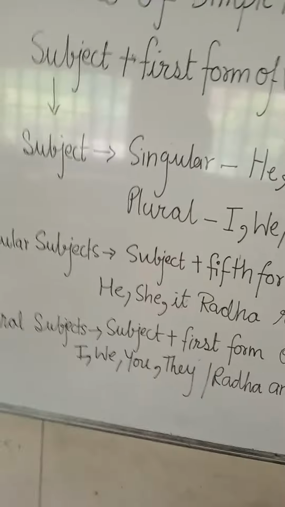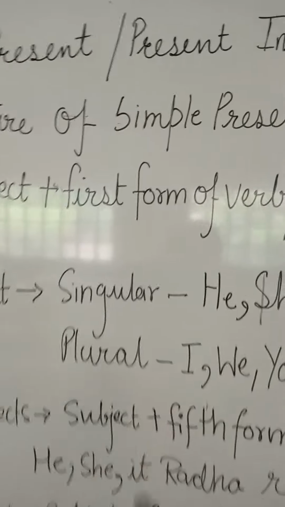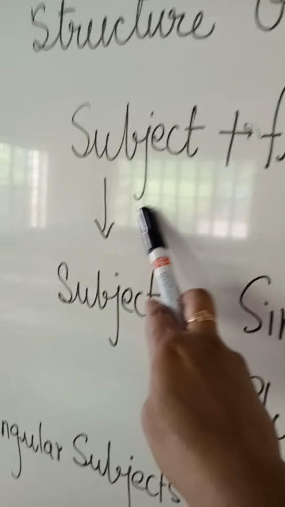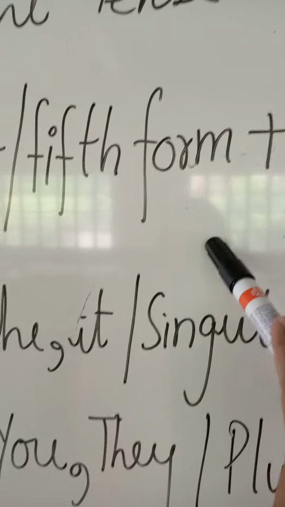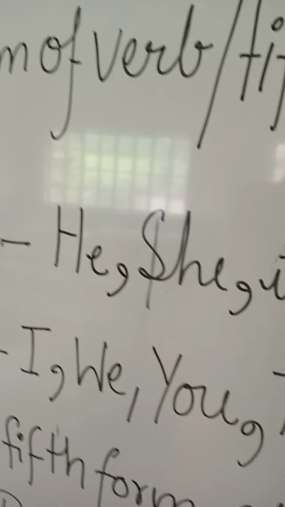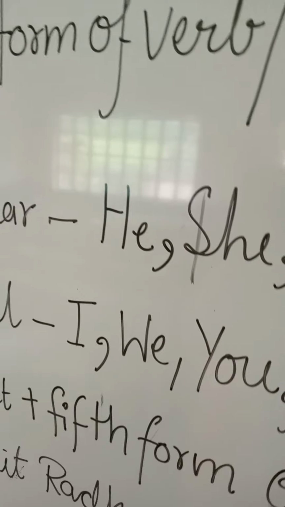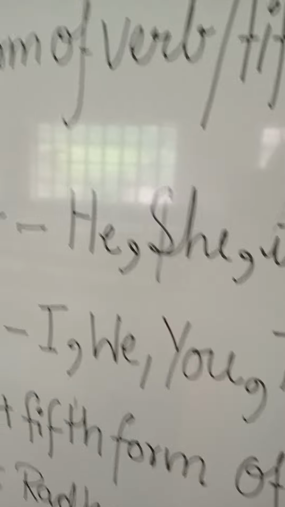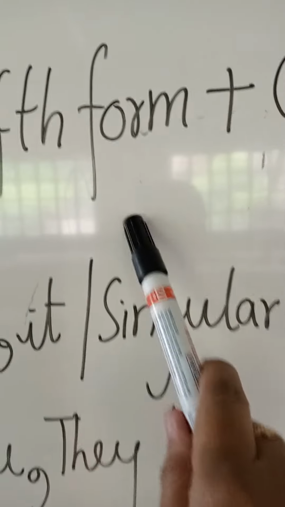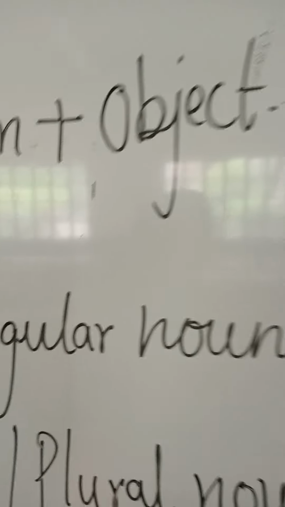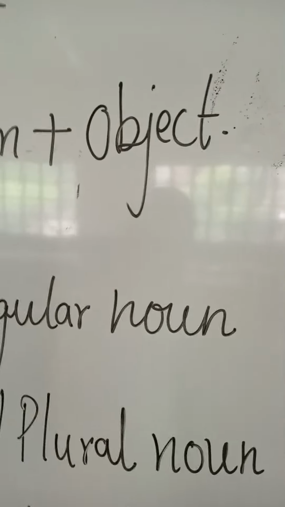So in simple present tense the structure is: subject, then we use the first form of verb or the fifth form of verb. So two forms of verbs are used in the simple present tense, and these are the first form of verb and the fifth form of verb, and we complete our sentence by adding any object.